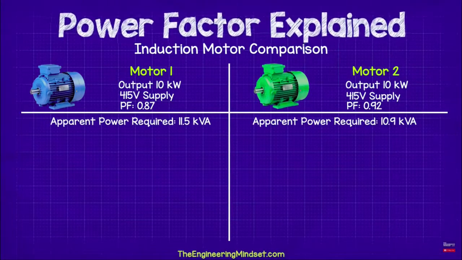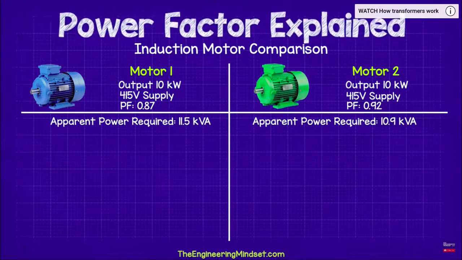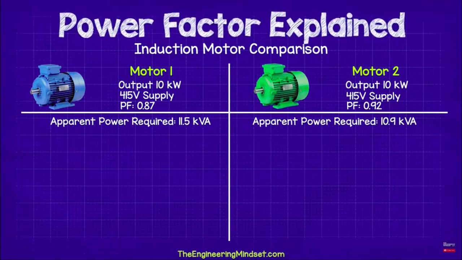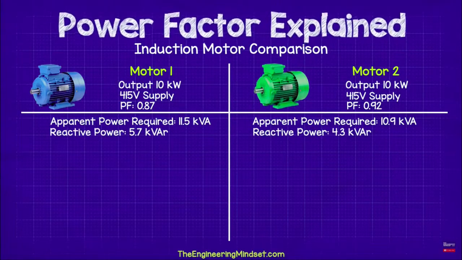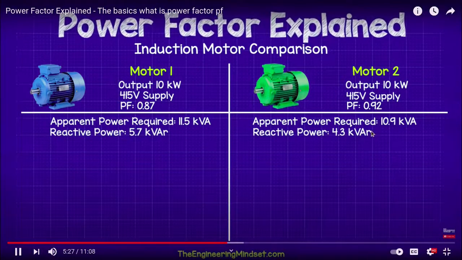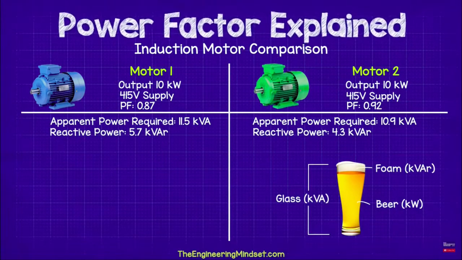The first motor will need to draw 11.5 kVA from the electricity grid to provide the 10 kilowatts of power. The second motor will need to draw just 10.9 kVA from the electricity grid to provide the same 10 kilowatts of power. This means the first motor has 5.7 kVArs and the second motor has just 4.3 kVArs. Remember, our kilowatts is the beer and that's the useful stuff. The kVArs are the foam, that's the not so useful stuff. The kVA is what we're going to pay for, and that's the kilowatts and the kVAr combined.